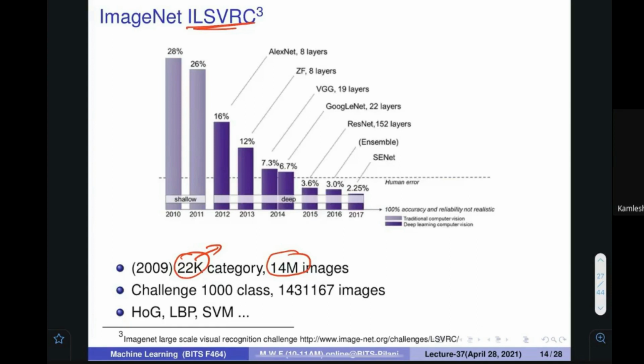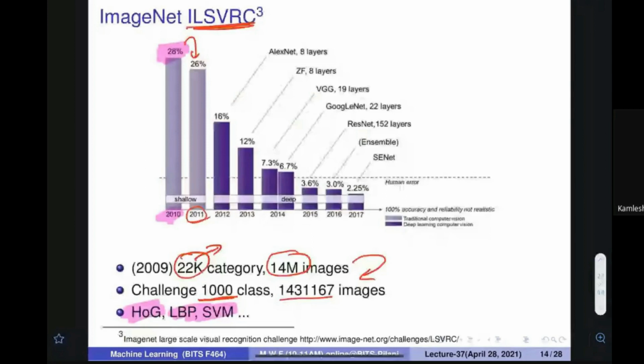But for the purpose of this challenge, they extracted some images from that 14 million, about 1,311,167 images, with only 1,000 classes, and they ran a challenge to find the highest accuracy possible. Very interesting: some method came with an error rate of 28%. It was a handcrafted method using HOG, LBP, SVM, etc. Next year, in 2011, people improved it and the error was reduced to 26%.